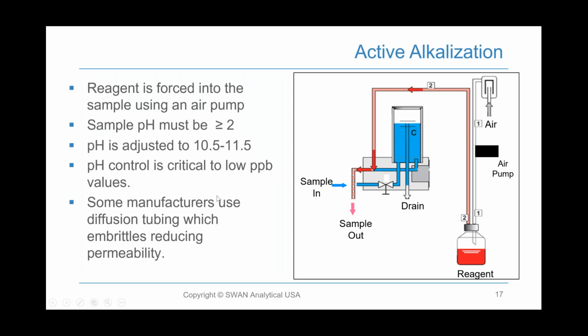And as mentioned earlier, some manufacturers use diffusion tubing, which embrittles, reducing the permeability, thereby experiencing a reduced alkalized sample pH over time.